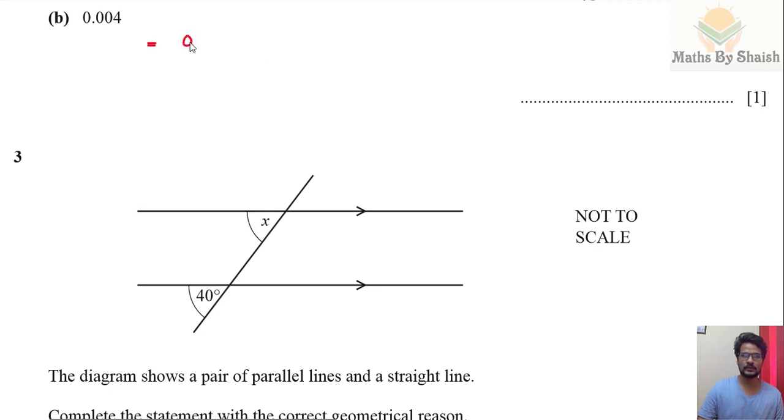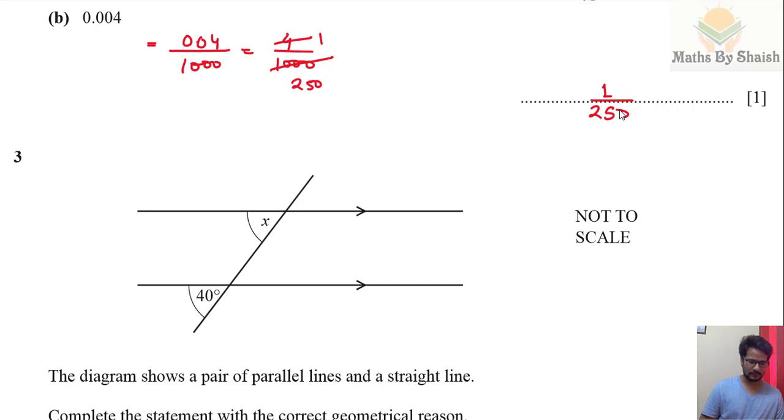0.004 can be written as 4 over 1000, and dividing by 4, 4 fours are 16... and hence it is 1 over 250. And we can cross check with the help of a calculator. 0.004 as 1 over 250, so 1 over 250 is the answer.